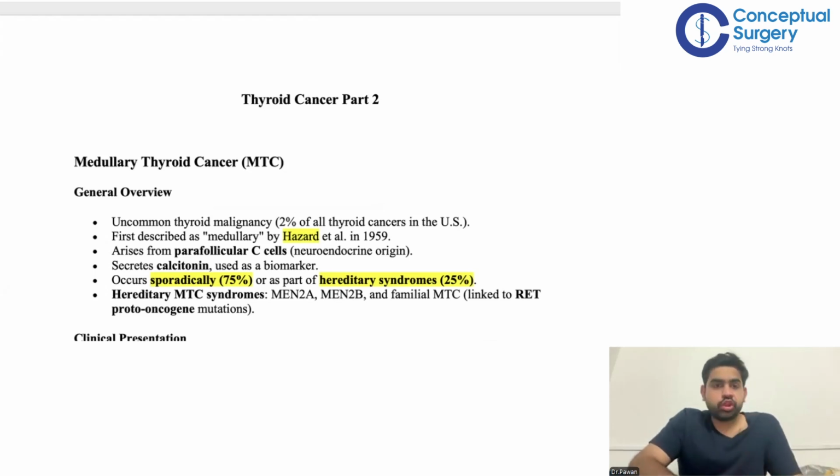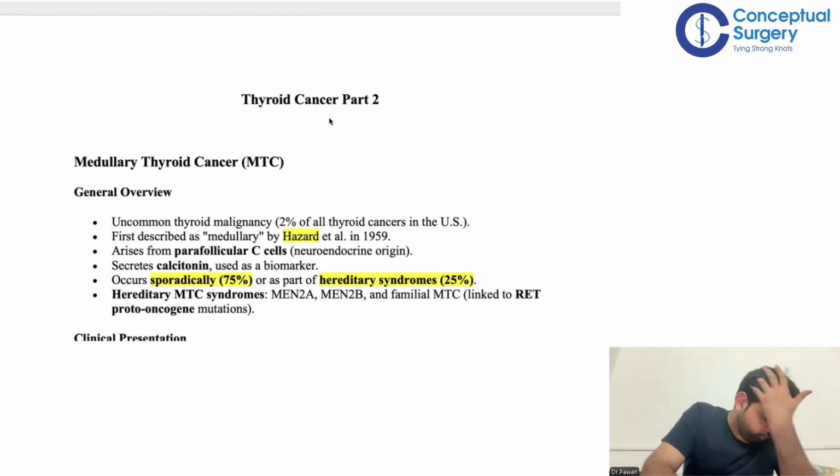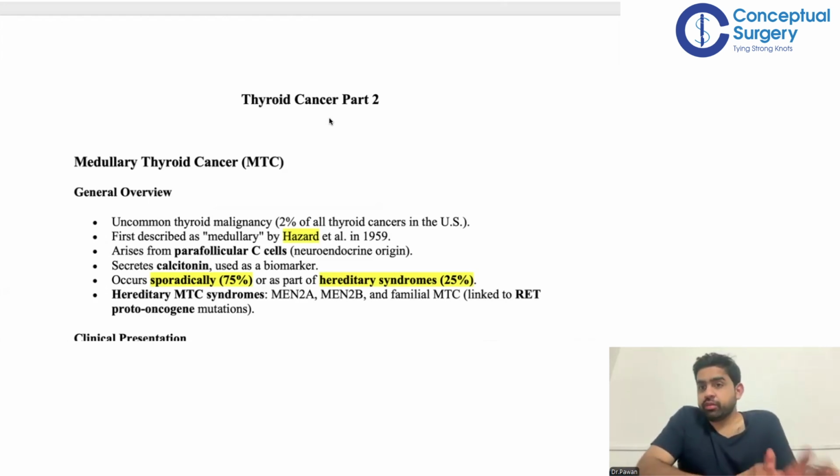Let's start this session. Today we are going to talk about thyroid cancer part 2. And today what we are going to talk about is the medullary carcinoma of thyroid. So that is the primary focus for today.